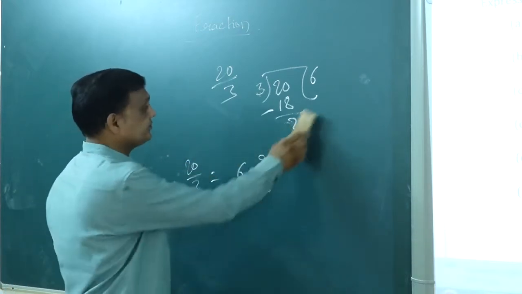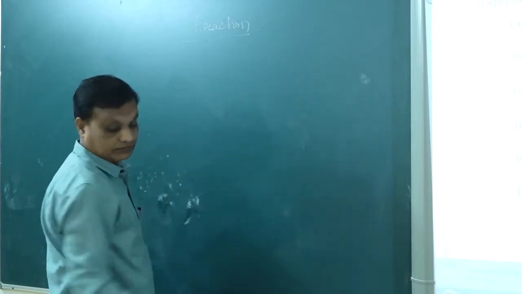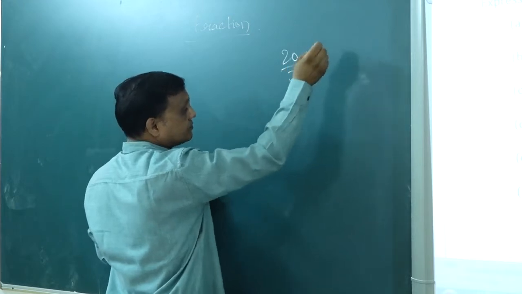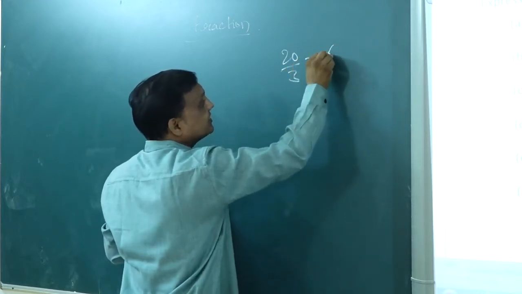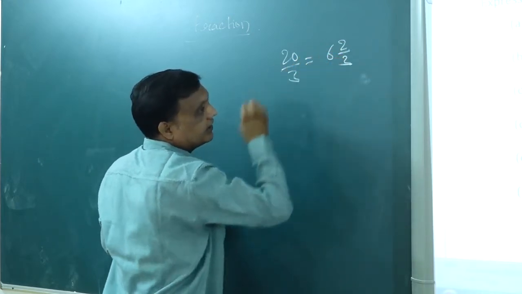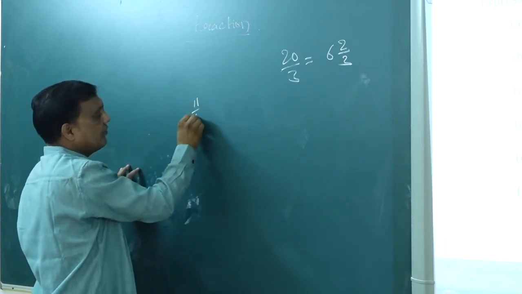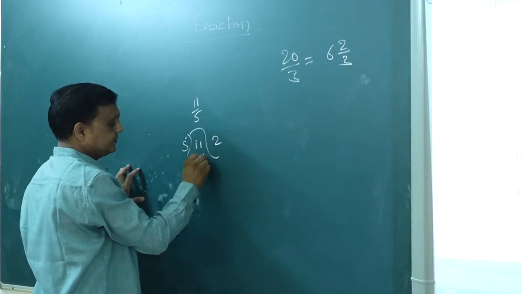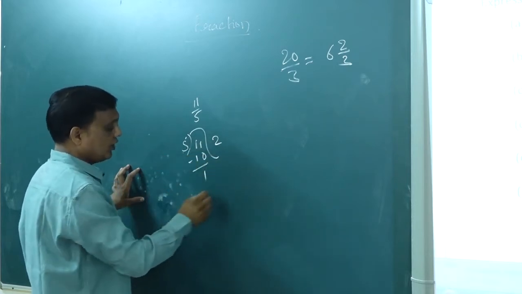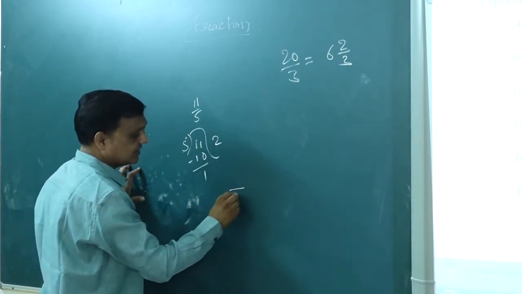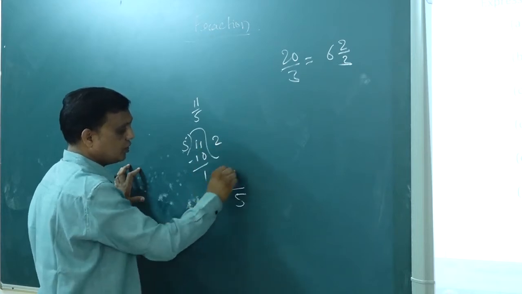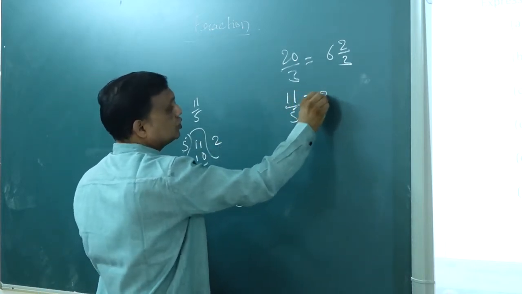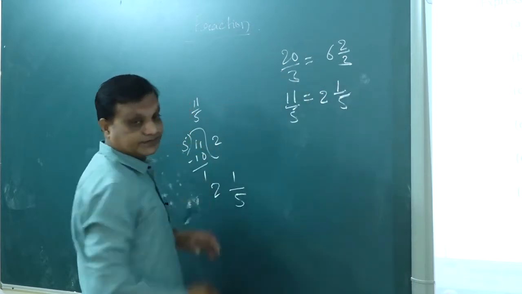Next question. 11 upon 5. Divide this, 11 upon 5. 5 2s are 10. 1 remainder. So what fraction is it? This is 5, whole number 2 and 1. So 11 upon 5 is equal to 2, 1 upon 5.